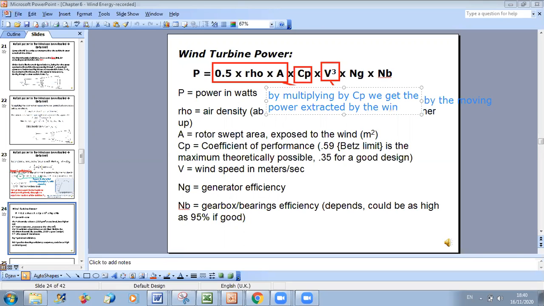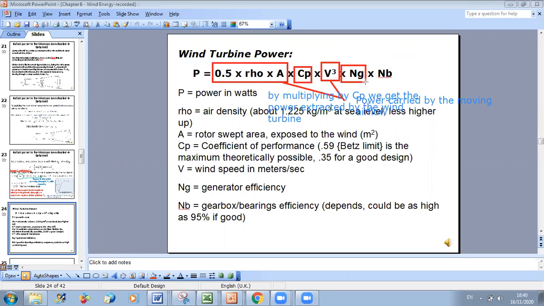But still we are not done. Why? Because after the turbine takes this power, we have some losses. First we need to go through the generator to produce electricity, and the generator has a certain efficiency. It's not 100%. So after finding the power extracted by the turbine by multiplying by CP, we should then multiply by the efficiency of the generator, because at the end what is important for us is the power that we use.